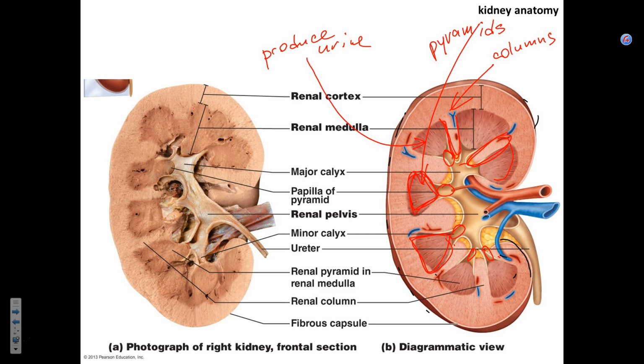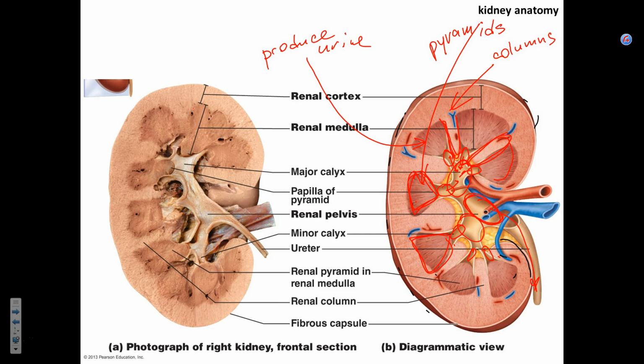So in this image you have 1, 2, 3, 4, 5, 6, 7, I believe, minor calyces. It's just a name for the space. From minor calyx or minor calyces, urine flows into these larger spaces that are called major calyces. And from major calyces, urine accumulates in the renal pelvis, from where it drains into the ureter.